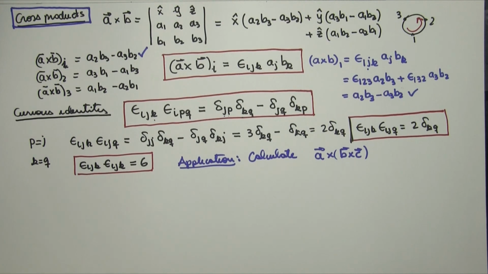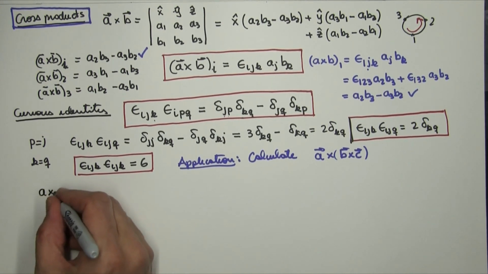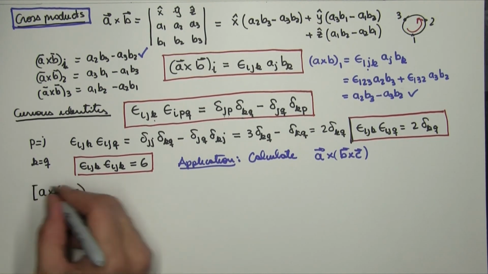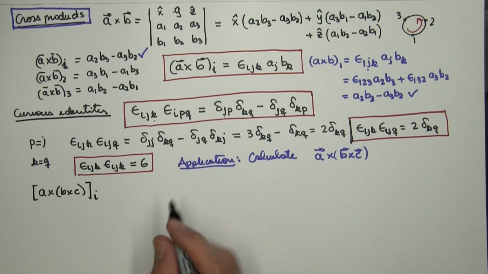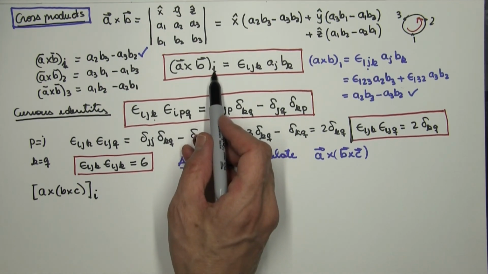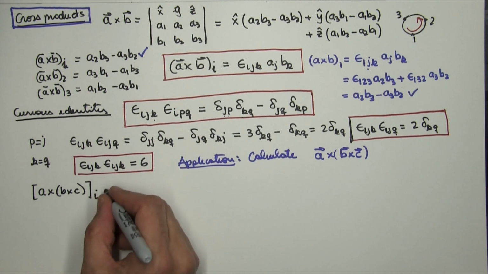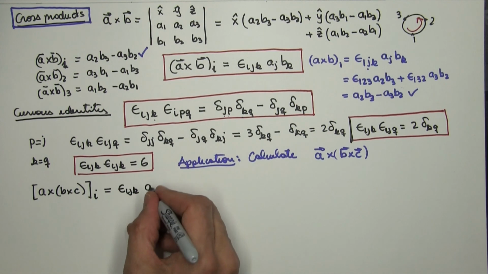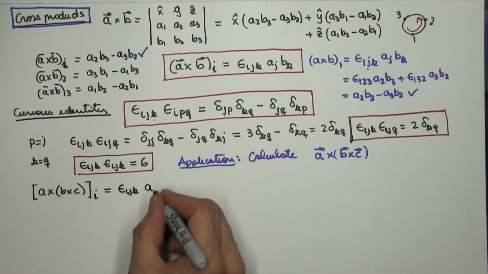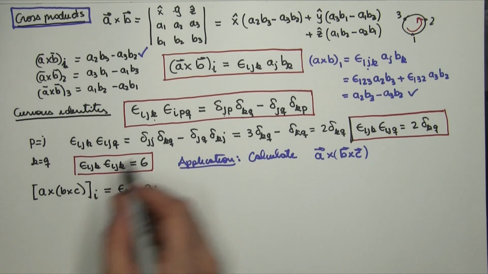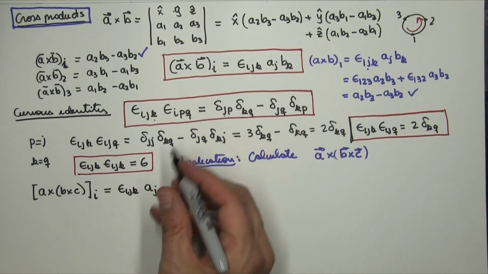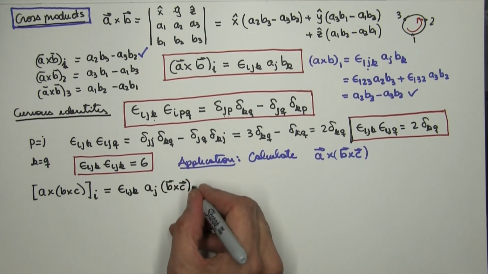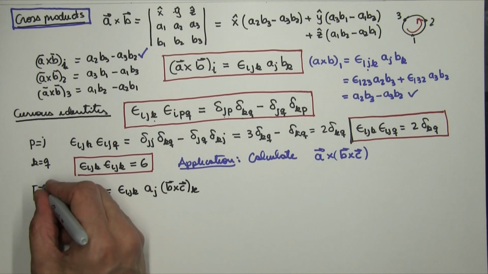So how do we do it? A cross B cross C. You decide that you're going to calculate the ith component of this, because the only thing you know is a formula for the ith component of a cross product. So this would be, by the formula, epsilon i j k, the first vector with the second index, and the second vector with the third index. So the second vector is still B cross C, k. So I should put arrows here, make it look nicer.